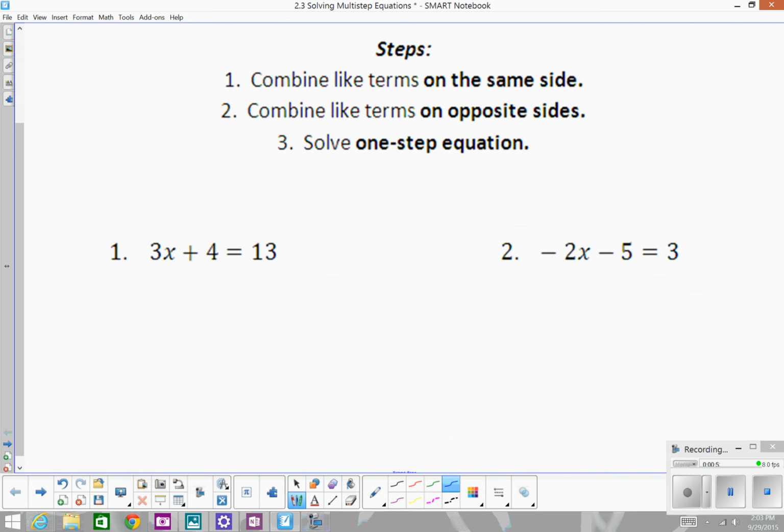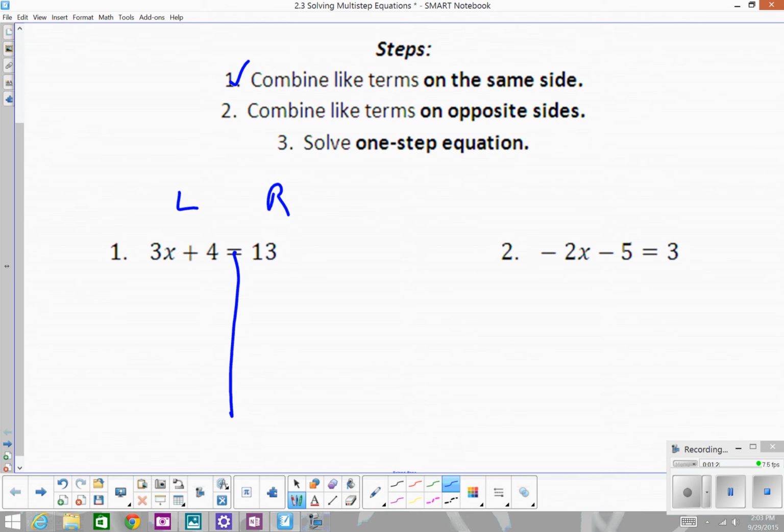The first thing, it says combine like terms on the same side. That's step one. When I talk about the same side, let's draw my river down the equal sign. When I'm talking about sides, I'm talking about sides of the equal sign. That's my left side, that's my right side. On the same side, combine like terms. If I have 3x plus 4, are those like terms? No. So I'm done there. On the right side is 13. Is there anything else to combine? No, it's just 13. So I'm done with step one.